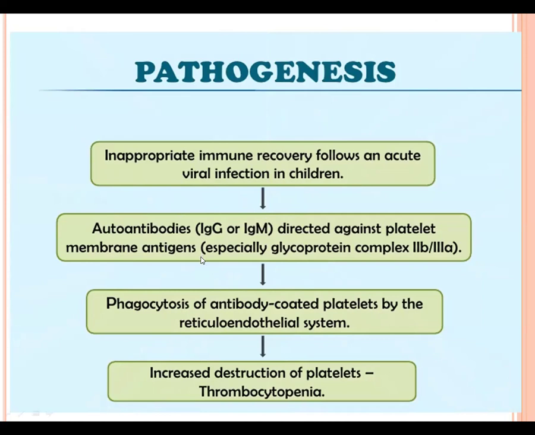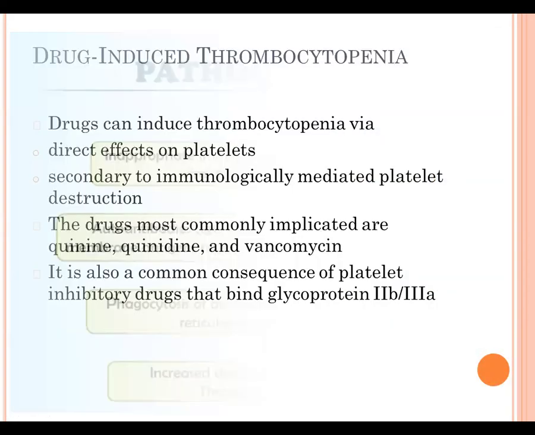Again, the autoantibodies are formed that are directed against the platelet membrane antigen, especially the glycoprotein complex 2B and 3A. Then this complex is recognized by the reticuloendothelial system, the macrophages, and phagocytosis will occur and increase the destruction of platelets. And that leads to thrombocytopenia.